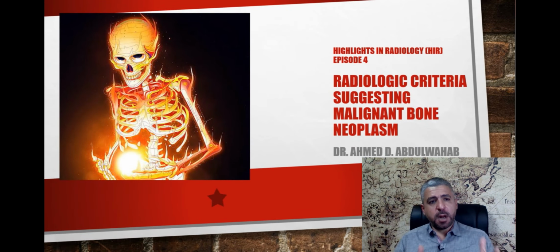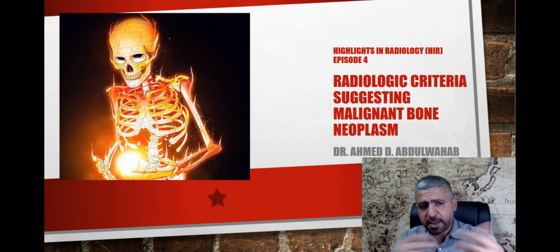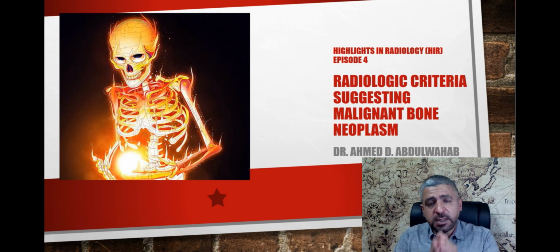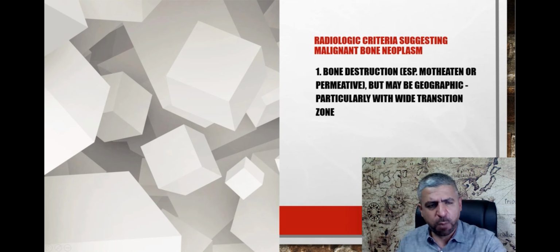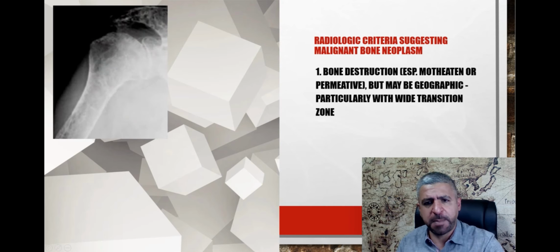So, as we said before, our topic today will be about the radiologic criteria that suggest malignant bone neoplasms. A bone lesion is present on an X-ray or CT or MRI or whatever. What are the criteria that, if you see them, you know this is a malignant bone neoplasm, or at least you suspect one? Look for the following findings. Are there any features of bone destruction, especially a moth-eaten appearance or permeative pattern? But it also may be geographic, particularly if there is a wide zone of transition. So what does that mean? What's moth-eaten or permeative?